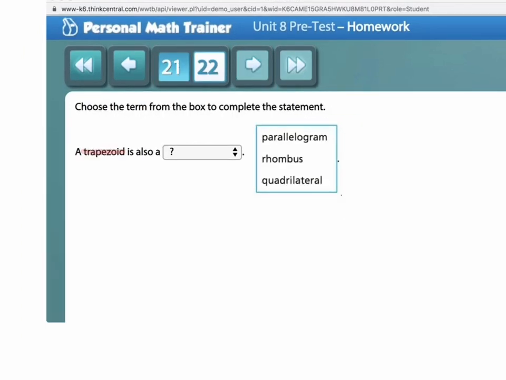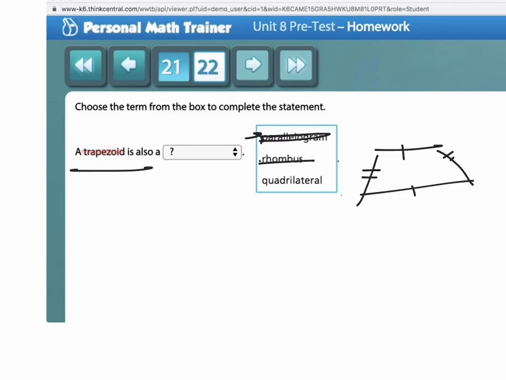And the final question, choose a term to complete the statement. A trapezoid is also a what? Well, a trapezoid is not a parallelogram because only one pair of sides is parallel, and a parallelogram has both sets of sides parallel, so it's not. It's not a rhombus, because a rhombus has both sides parallel. But a trapezoid is always a quadrilateral. Any trapezoid, no matter how you draw it, always has four sides. So trapezoids are always quadrilaterals.